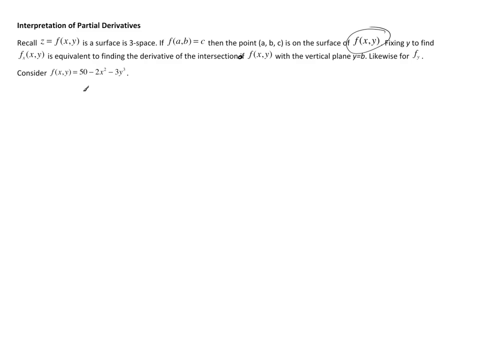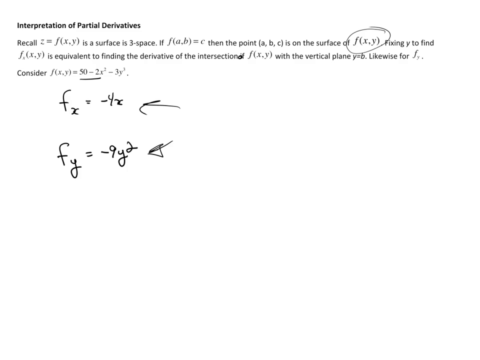Well, let's consider this function, and then we'll take a look at some graphs. The partial with respect to x is going to be equal to negative 4x, because the derivative of a constant is 0. This is a constant with respect to x, so that derivative is also 0. So all I'm left with is negative 4x. Likewise, for the partial with respect to y, both of these are going to be constants, so I'm going to end up with negative 9y squared. So these are the two partial derivatives. But what does all this mean?